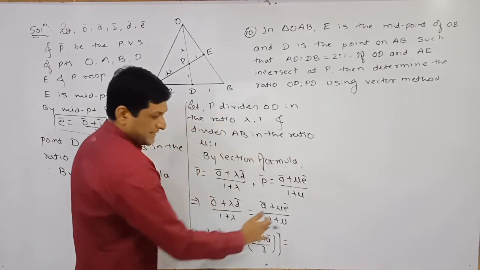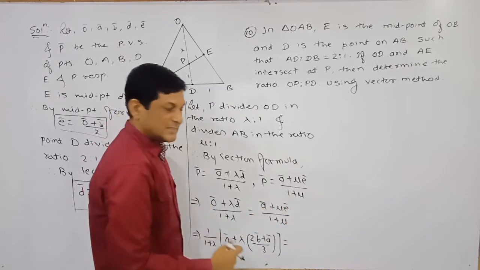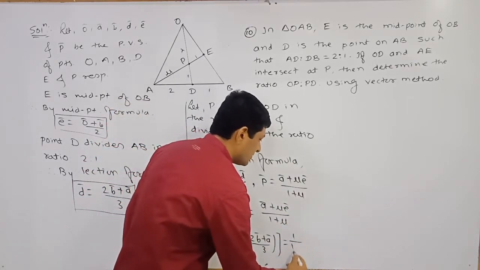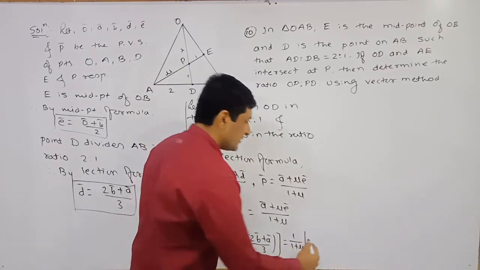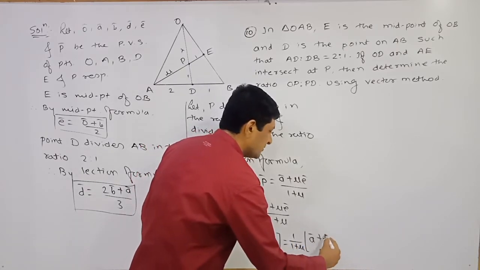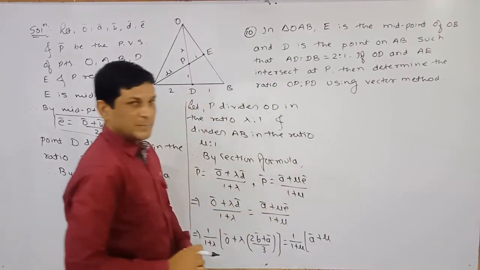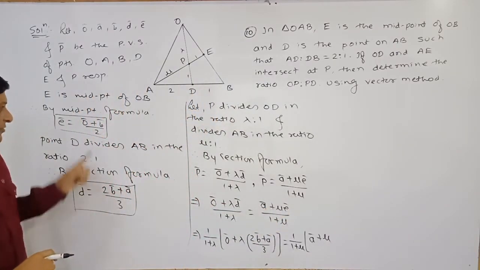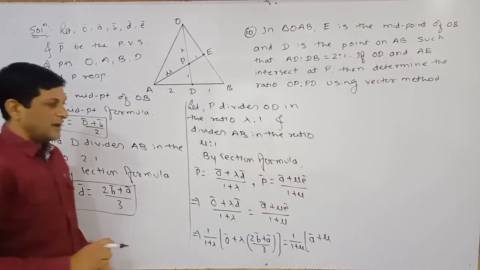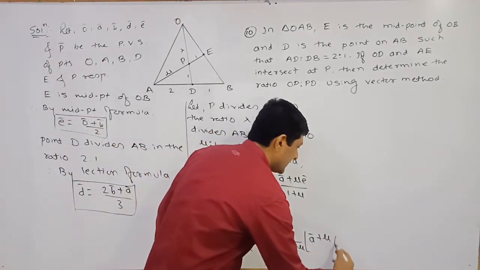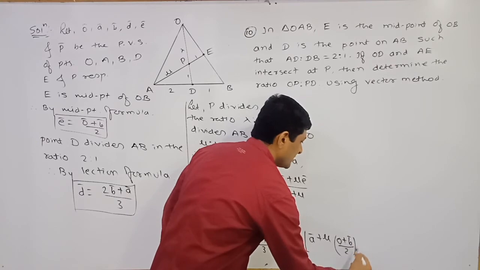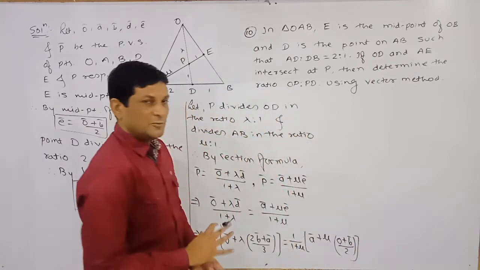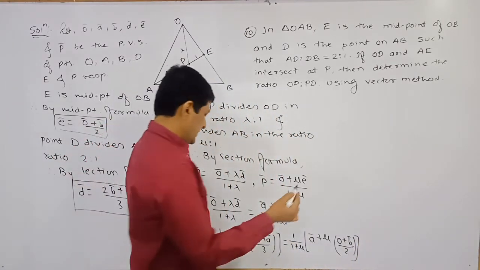On this side, take this denominator on one side. What is the denominator? 1 upon 1 plus mu. So now remaining terms are A bar keep it as it is, this mu also as it is. Now simply we are replacing E bar by its value. What is the value of E bar? O bar plus B bar upon 2. So replace this E bar by O bar plus B bar upon 2. Now we have just substituted the values. Now we are simplifying this expression. Let us simplify it.